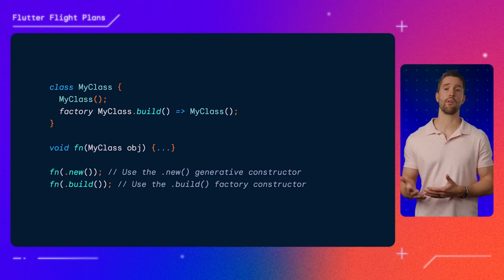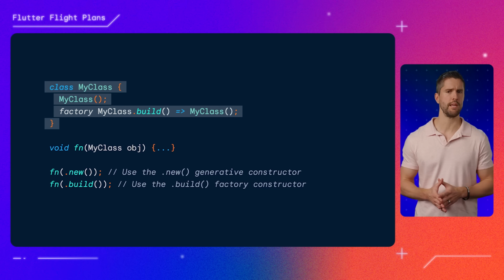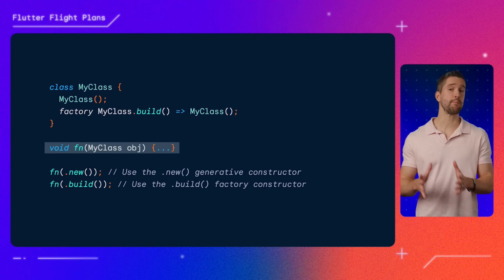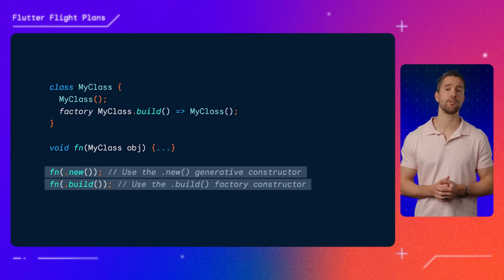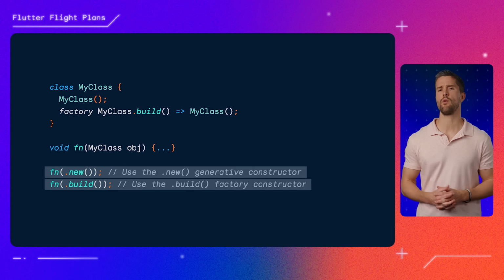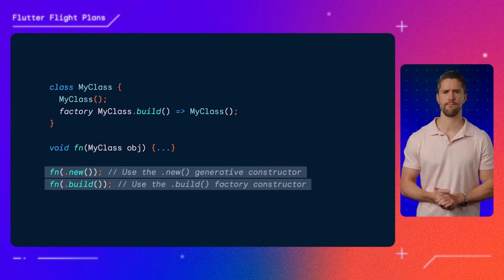Dot shorthands is also great for constructors. Imagine you have a class. That much should be easy. And a function which accepts an instance of that class. When you call that function, dot shorthands allows you to directly invoke either the default constructor, available at .new, or any other constructors you've added yourself.